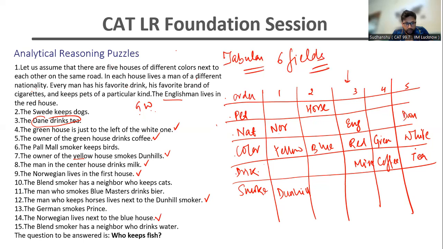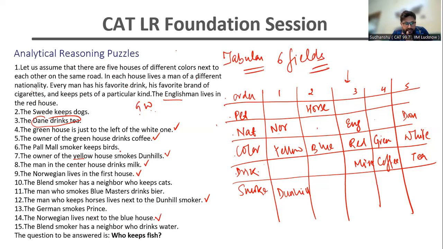Now, if you will see, the Blend smoker has a neighbor who drinks water. So the Blend smoker has a neighbor who drinks water. The German smokes Prince. I don't know who the German is. Can be here. Can be here. Now, the Pall Mall smoker keeps birds.